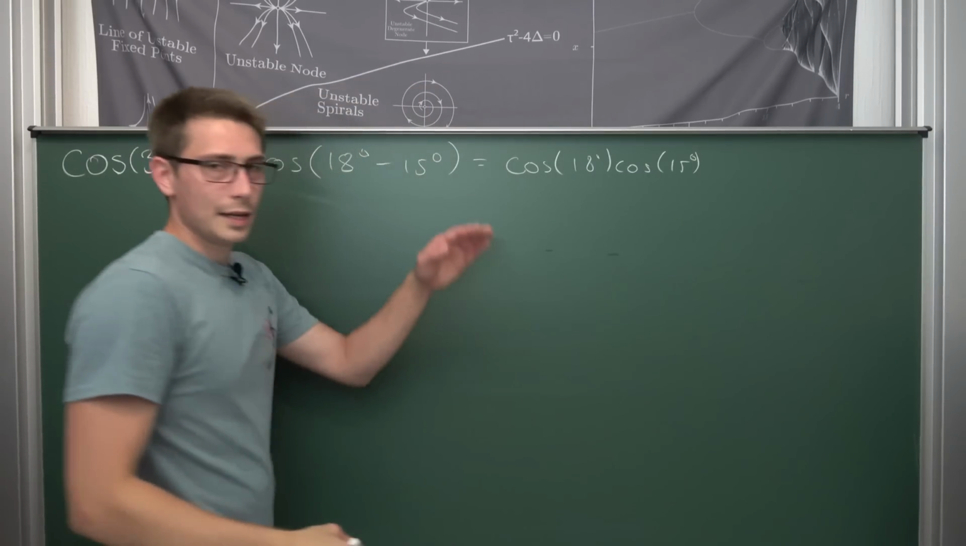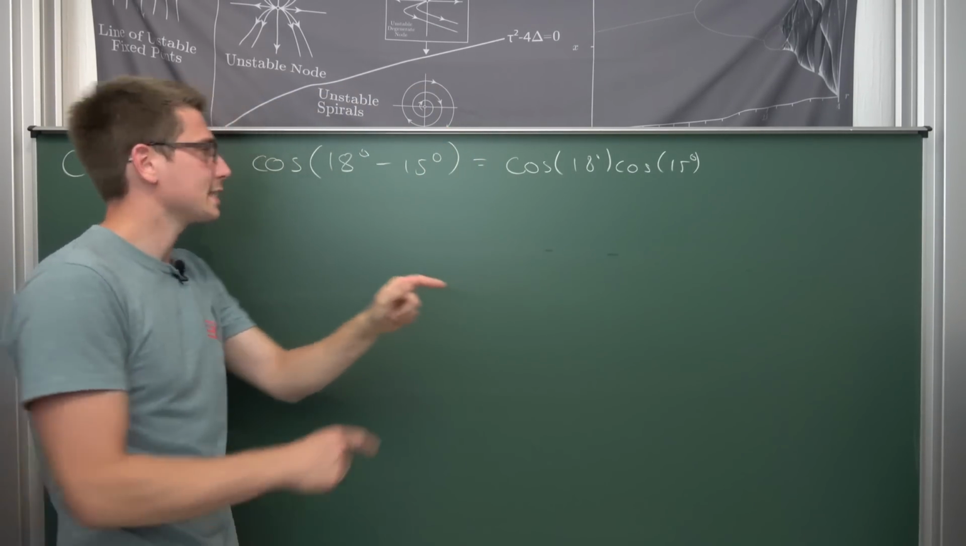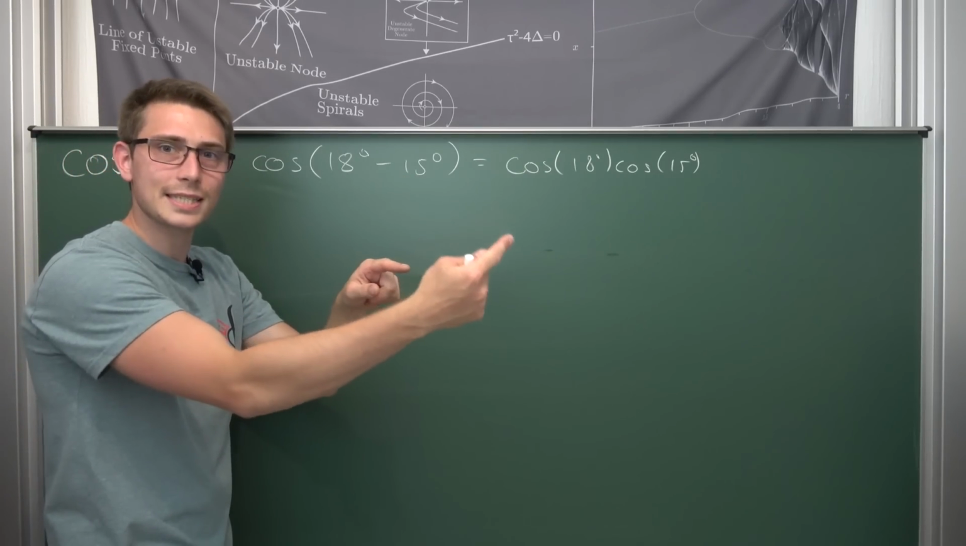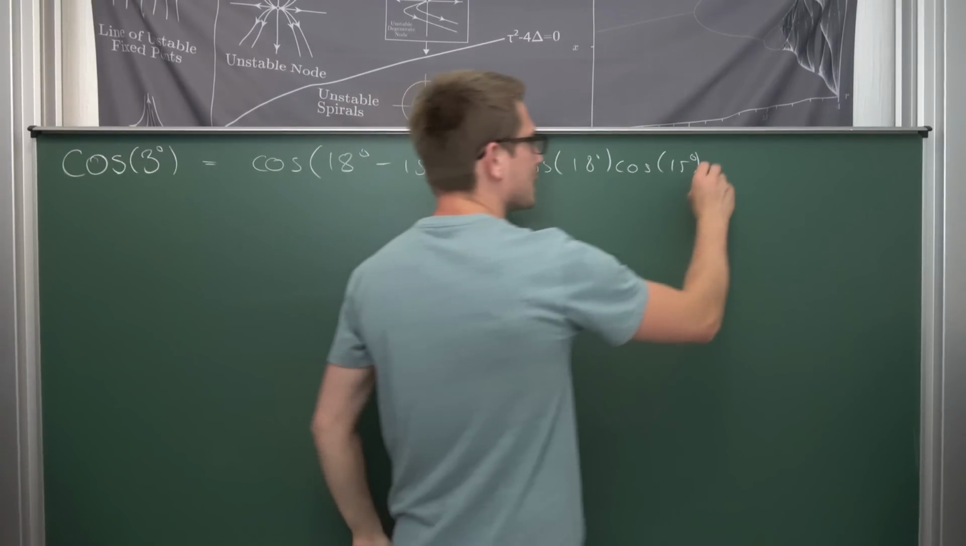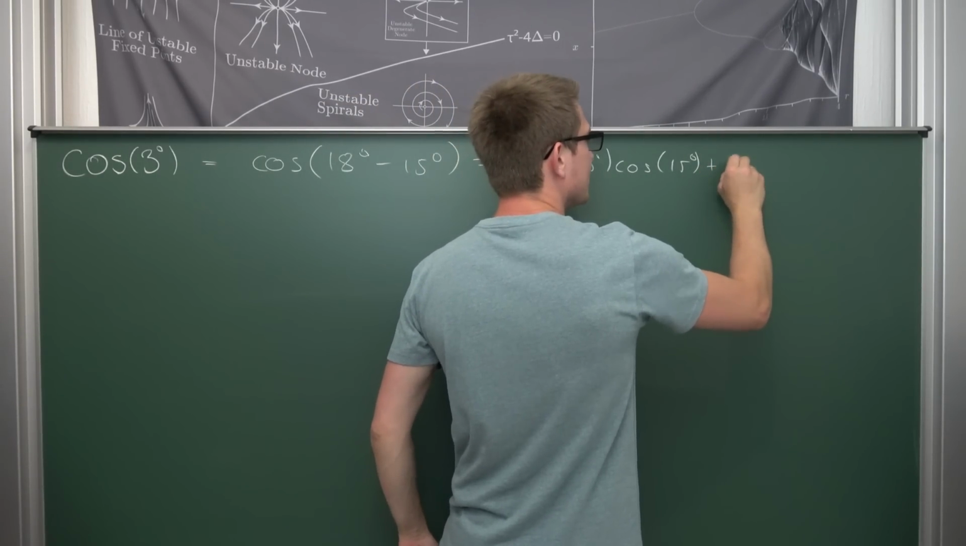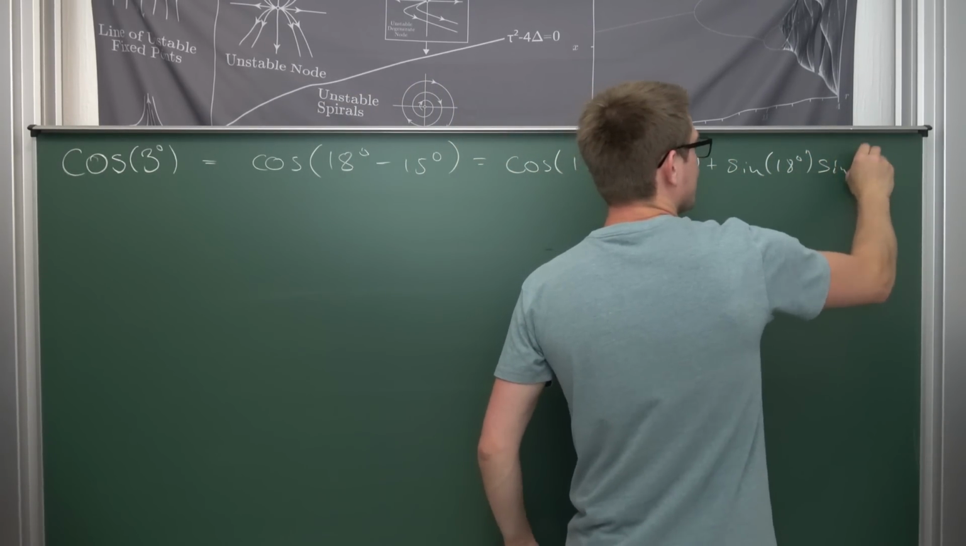And in the normal case, we would subtract the multiplication of the two sines, but since we got negative 15 degrees, and since the sine is an odd function, we are going to drag the negative to the front, giving us a positive sign. So positive: the sine of 18 degrees times the sine of 15 degrees.